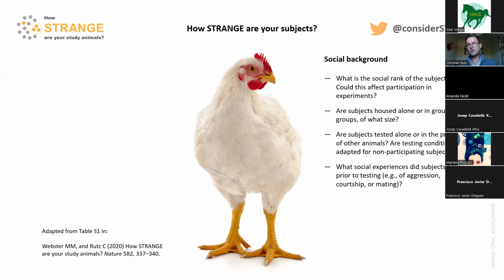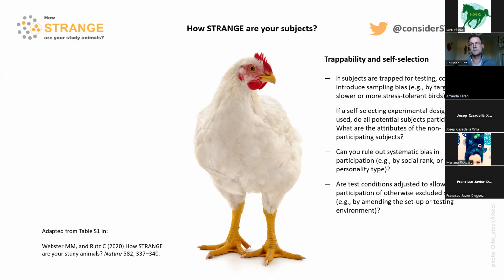That's what I had flagged earlier. Do we give those chickens that don't engage within the standardized trial time a little bit of extra time? Why not? What social experiences did subjects have prior to testing in terms of aggression, courtship, mating, and so on? So these are all questions we would cluster under S for social background. But as I had mentioned earlier, you will see that there is actually overlap between the seven factors, and that is intentional. The second one is on trappability and self-selection.